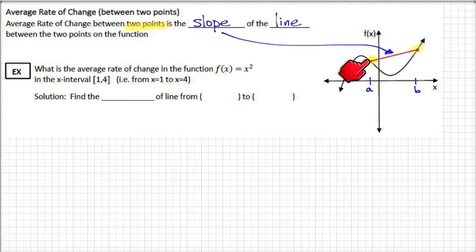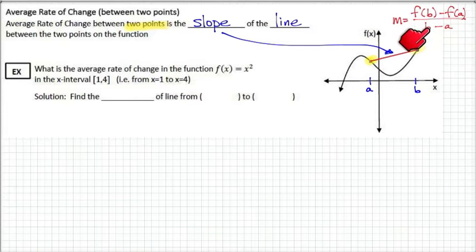The function is changing basically. It's actually going down and then it's going back up, but the average rate of change will be the slope right here. And we just use the slope equation. It's going to be f of b minus f of a, the change in the y divided by the change in the x's. So here's an example.